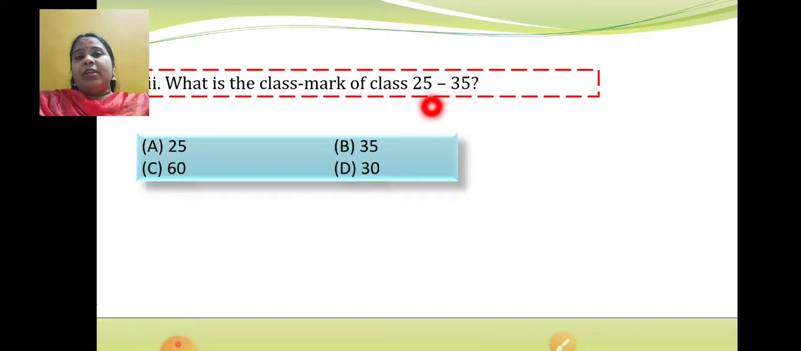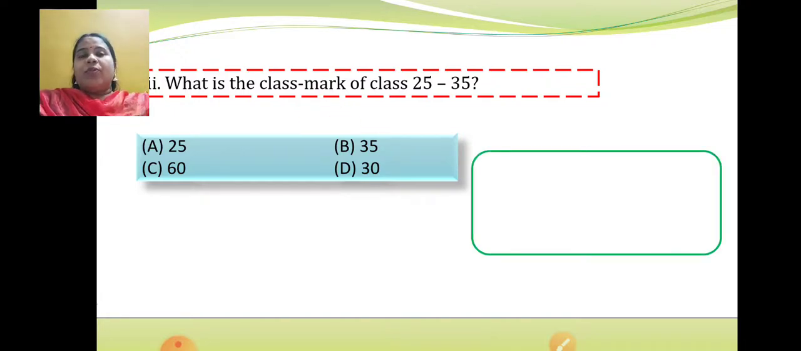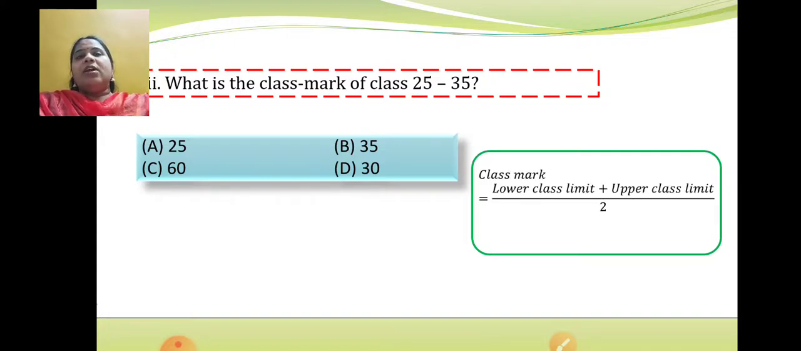Now don't be in a hurry. They are not asking you lower limit or upper limit. They are asking you class mark. If you can't find it orally, you can show the working also. Now what type of working is required? We will write the formula. Class mark is lower class limit plus upper class limit upon 2. Correct? Now lower limit is 25, upper limit is 35. You need to add these 2 and divide by 2.